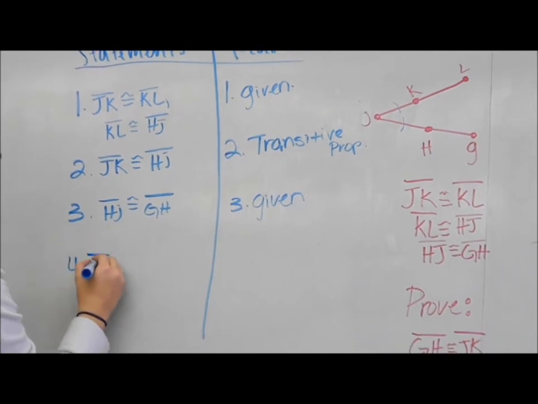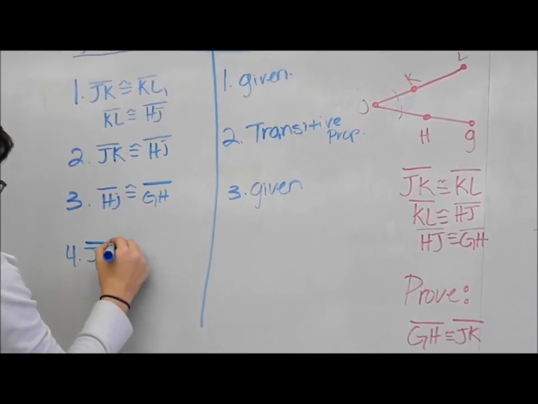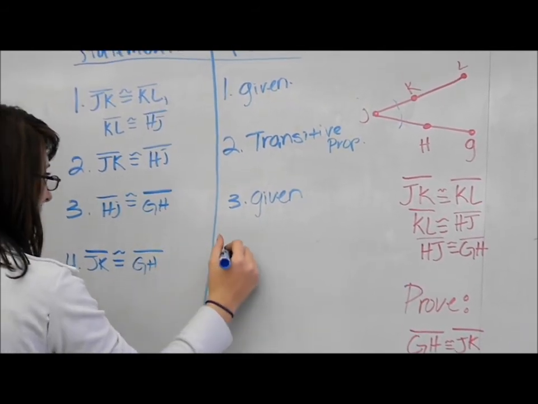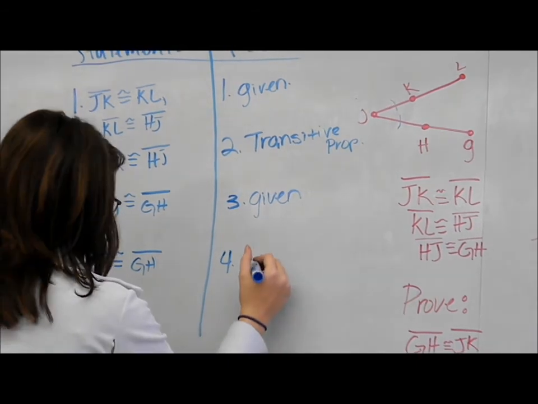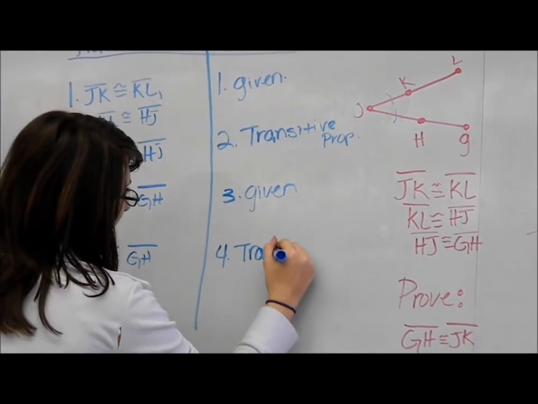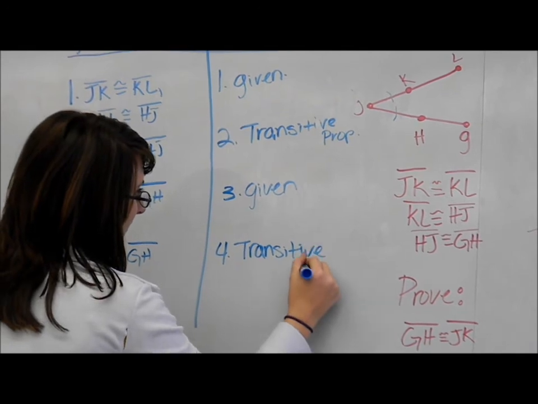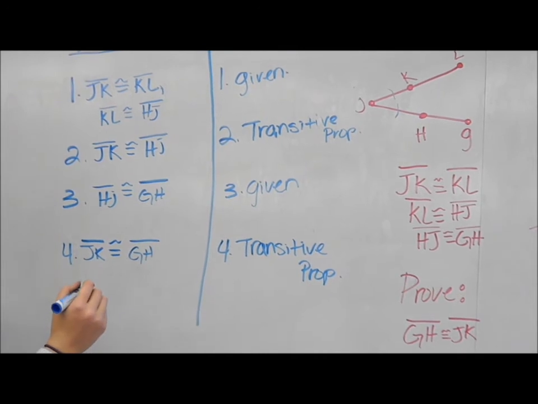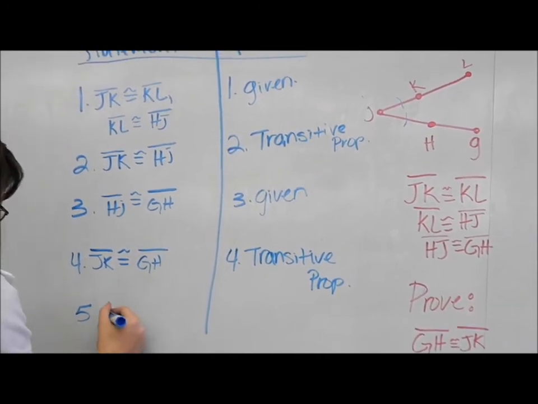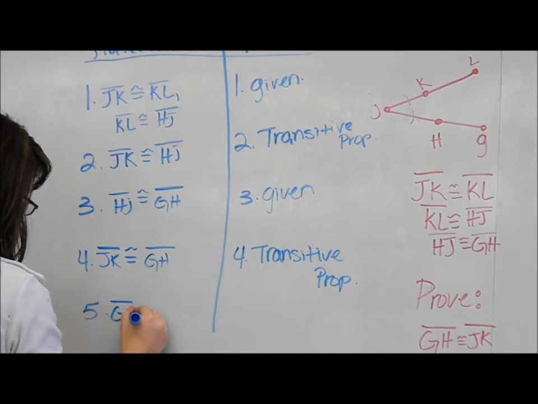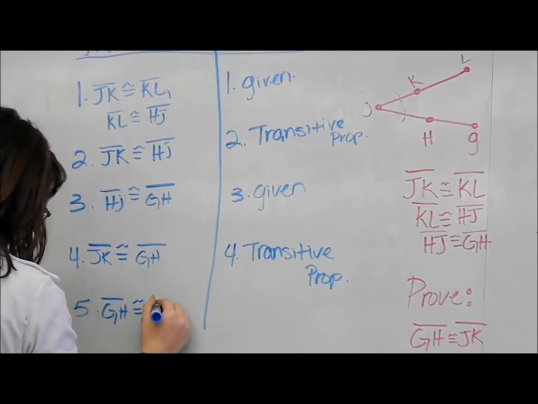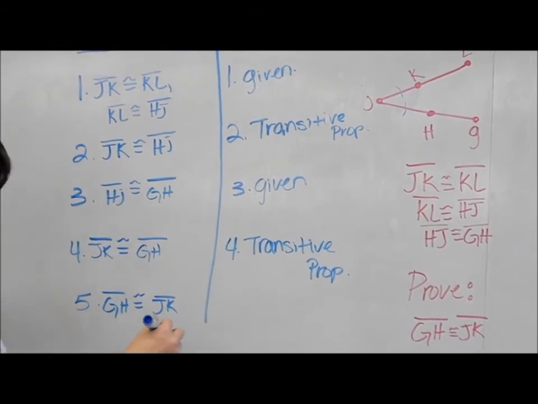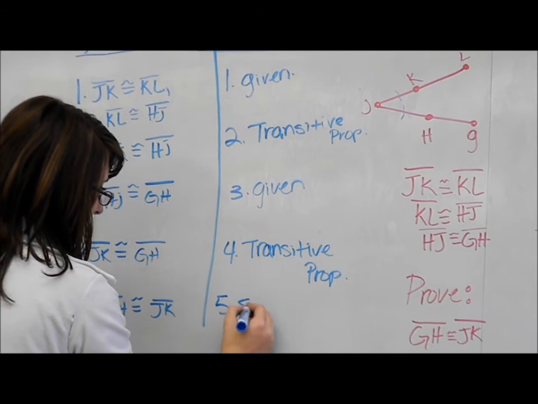For 4, we have segment JK is congruent to segment GH by the transitive property. And then for 5, we find the answer. That segment GH is congruent to JK by the symmetric property.